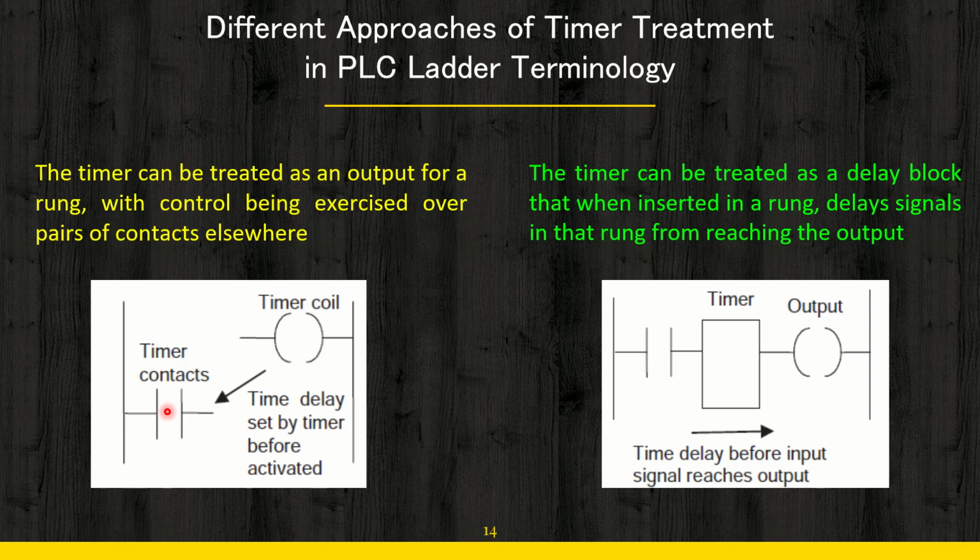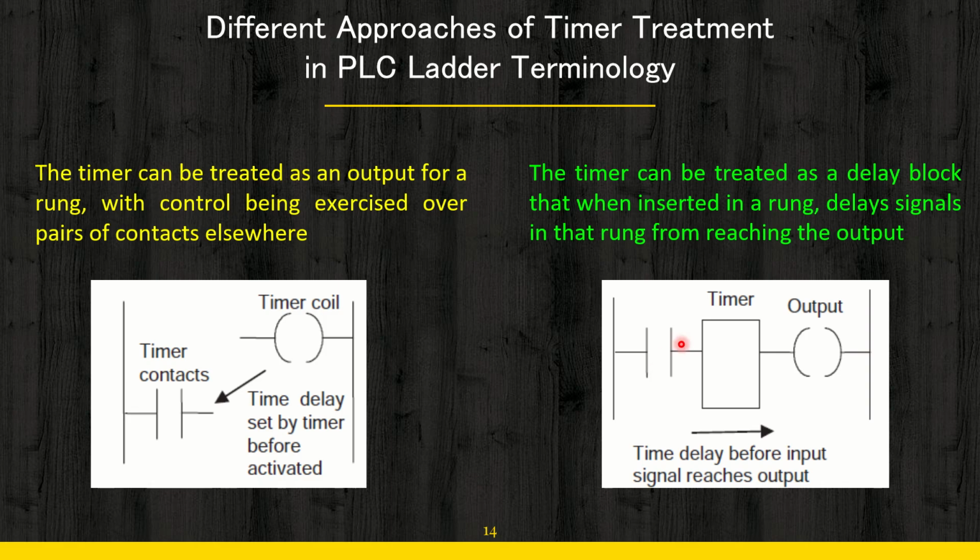Or in some cases, the timer is treated as a delay block. You can find the timer as a delay block that is inserted in the rung. And when it is inserted in the rung, it actually delays a signal in that rung from reaching the output. Very simply, if you have got a delay of 5 seconds given to the timer, then when you put this contact on, or the rung condition is true, which is the more technically correct statement, the rung condition is true.